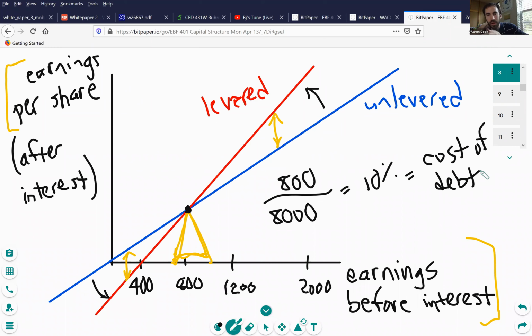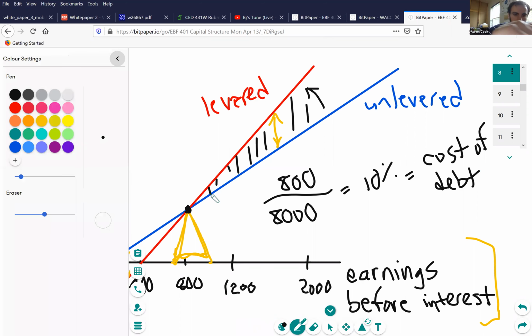So whenever you earn, in states of the world or states of the economy, above and beyond your cost of debt, leverage is good for you. That's the portion of this curve that's above this 10%. If you earn more than 10% on your assets, then leverage can help you. You can actually increase your returns to equity.